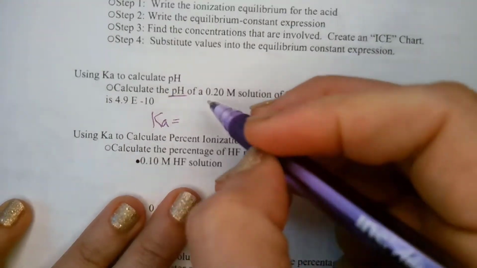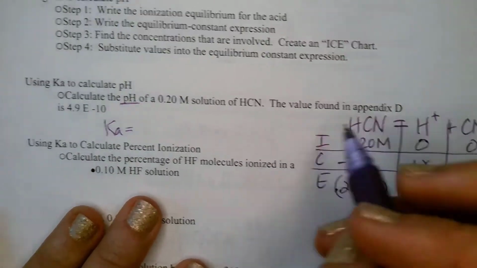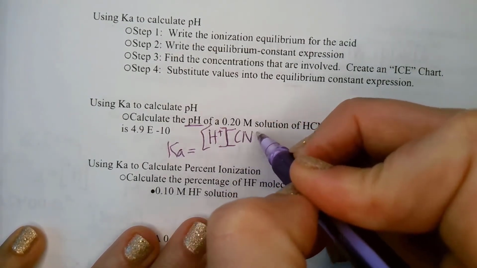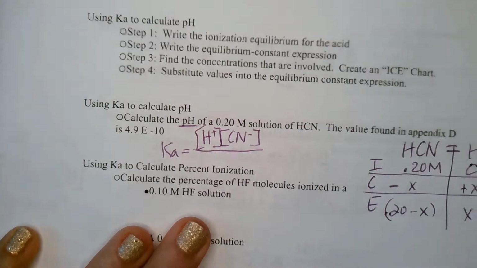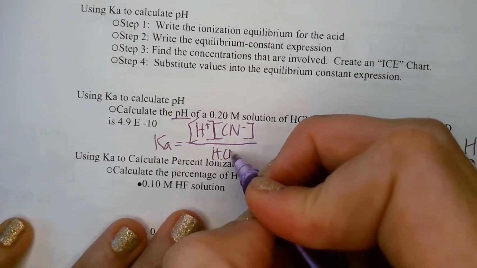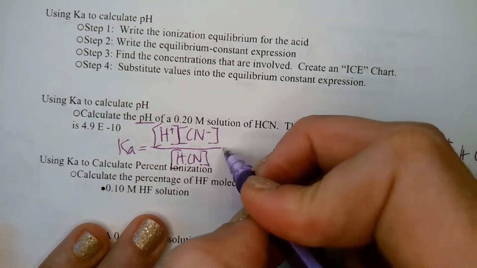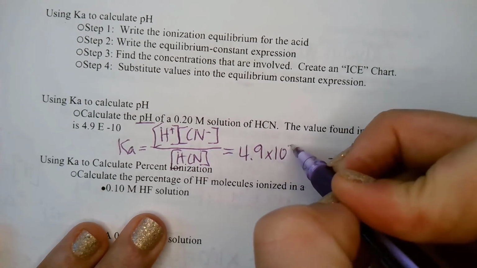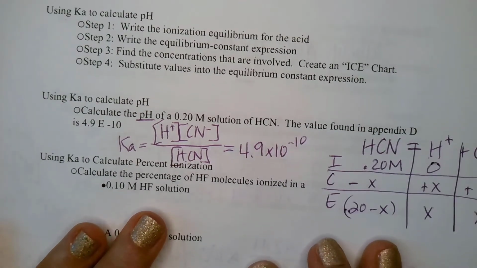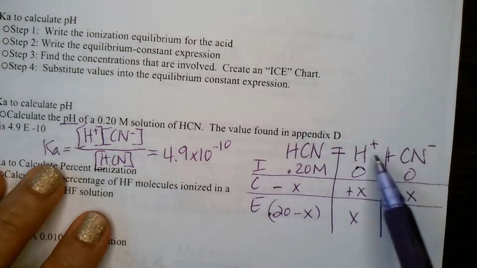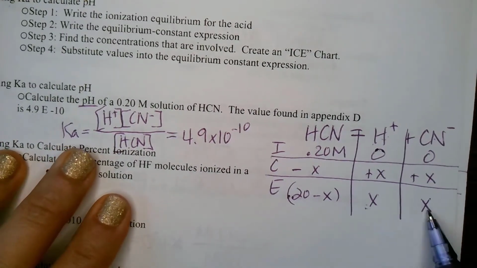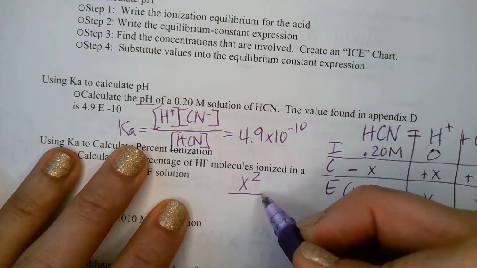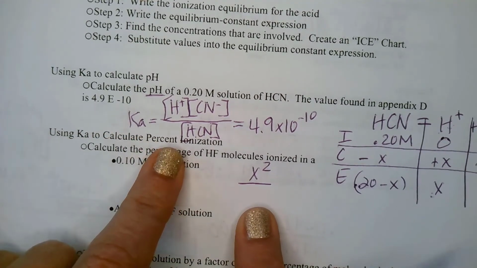So let's look at our Ka expression. Our Ka is equal to our products, the concentration of H times CN, all over HCN, which we know is equal to 4.9 times 10 to the negative 10th. Okay, so we know that H and CN are X, so X times X, so we can just say X squared over.